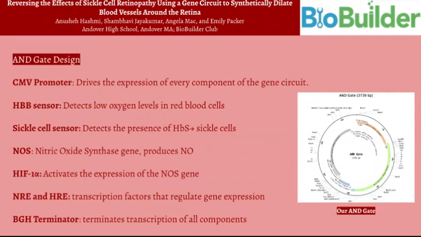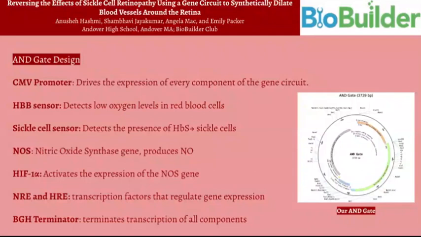Once these two inputs are detected, the nitric oxide synthase gene encoded by the nitric oxide synthase coding sequence will be produced in response to activation by the transcription factors. We have also added in the HIF1 alpha protein coding gene and the HBB sensor coding sequence. When oxygen levels are low, such as in the eye due to a blood vessel blockage, the HIF1 alpha is stabilized and activates genes that promote adaptation to hypoxic conditions. In this gene circuit, the HIF1 alpha protein activates expression of the nitric oxide synthase gene in response to hypoxia.